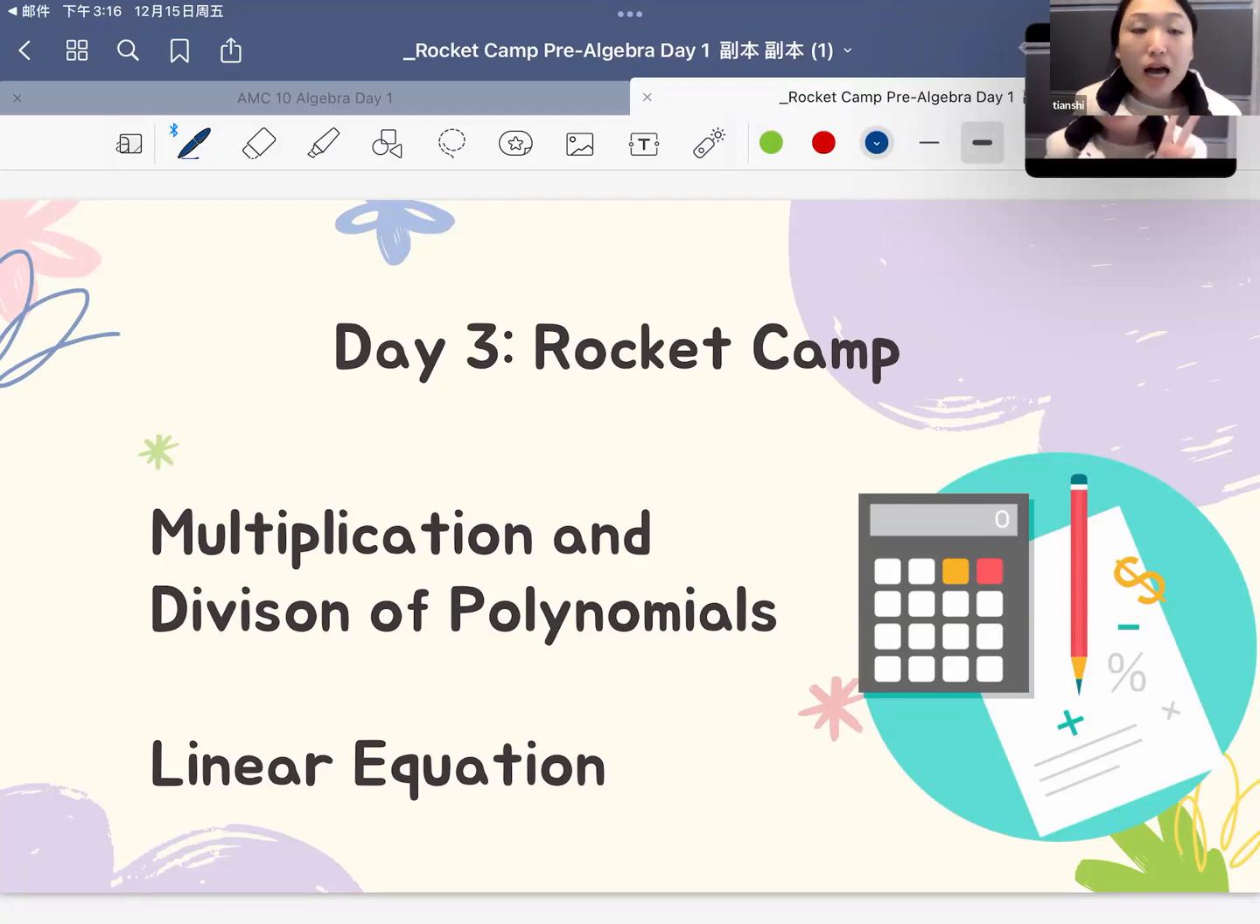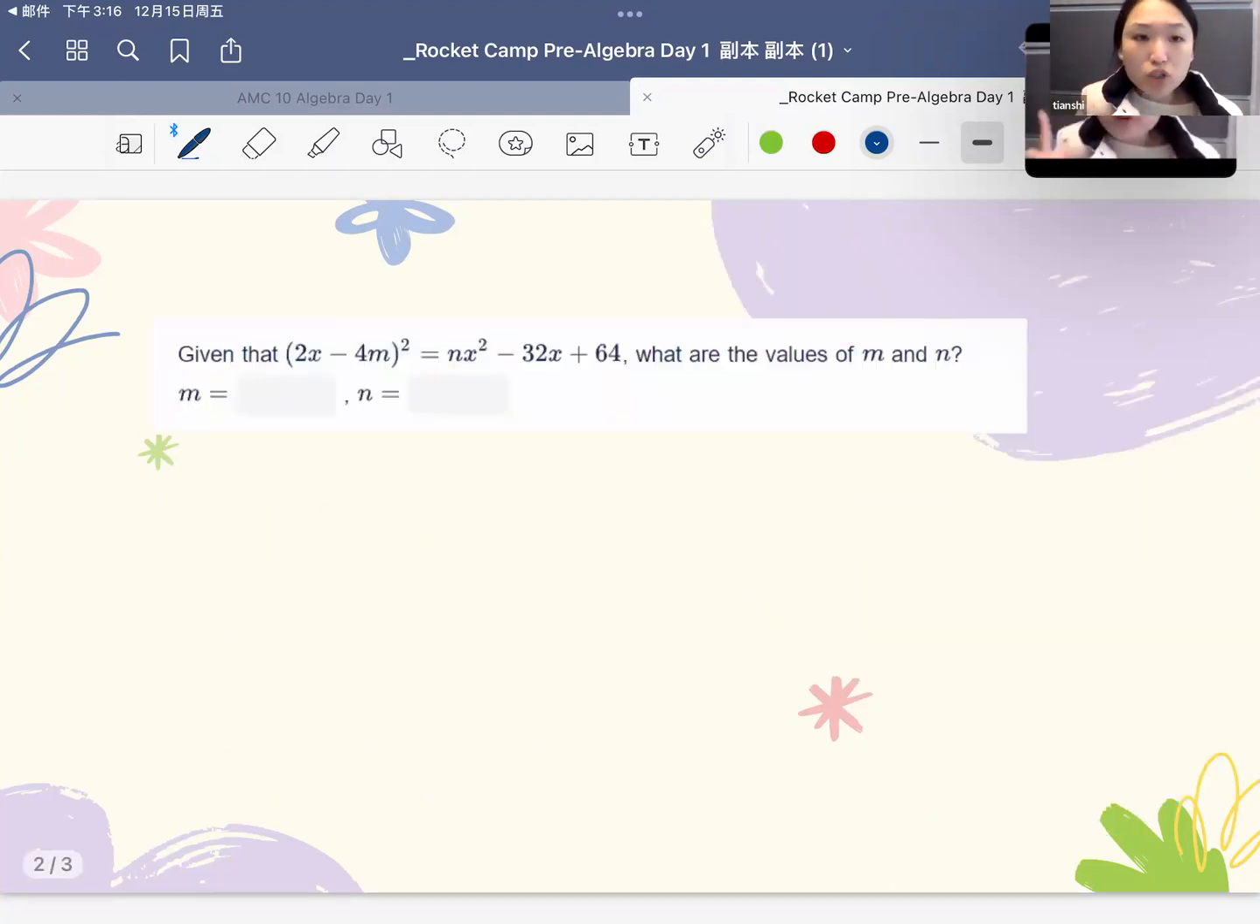The first one is called multiplication and division for polynomials, and we are also going to go over important stuff for linear equations. Okay, so for the first question, we know the equation, and we want to calculate the value for n, which is the coefficient for x squared, and also the other variable. So for this question, basically it just tests our understanding of the formula, right?